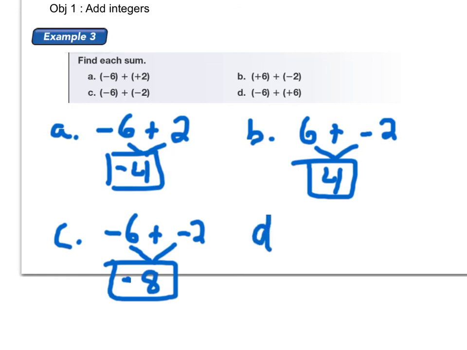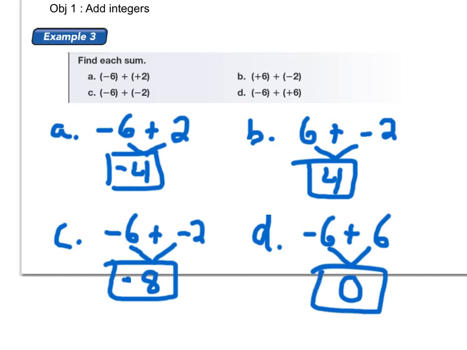Then D is -6 plus +6. Well, I've got different signs, so I'm going to find the difference. 6 minus 6 is 0. Then we don't have a sign to keep because 6 and 6 are the same size, and 0 doesn't have a sign anyway, so the answer is just 0. Alright, so again, those are pretty easy as long as you know what rules to follow and you can keep them straight. Alright, let's do a couple more examples yet.